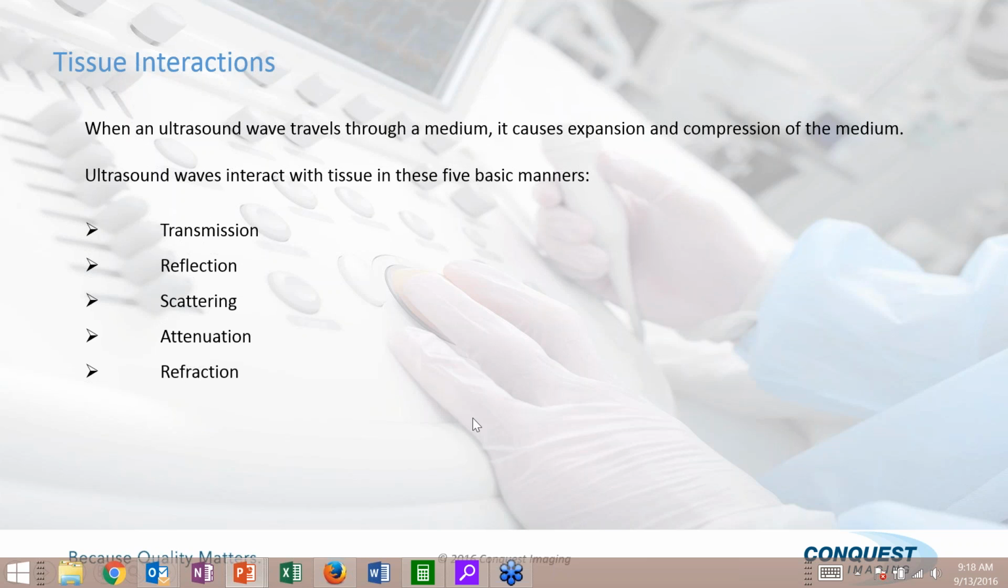So let's talk about tissue interactions. There are 5 different tissue interactions when we send sound into the human body. The first one is transmission, the second is reflection, the third is scattering, the fourth is attenuation, and the fifth is refraction.